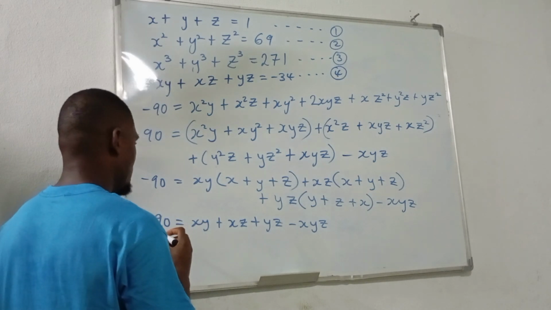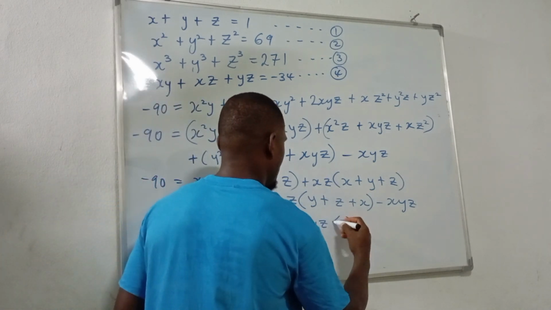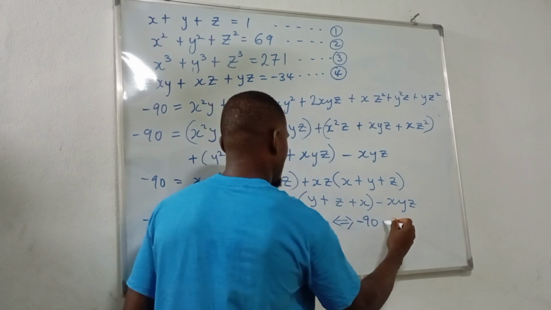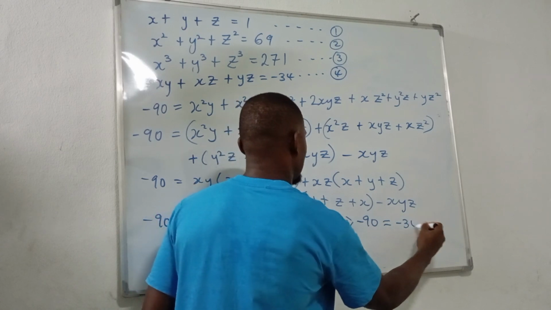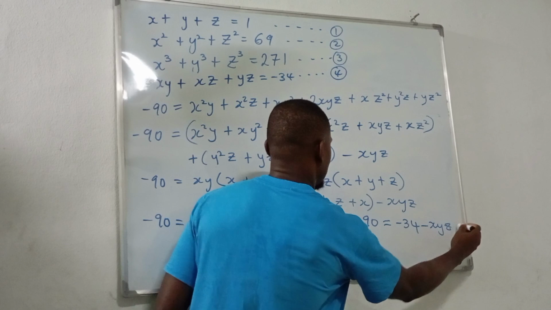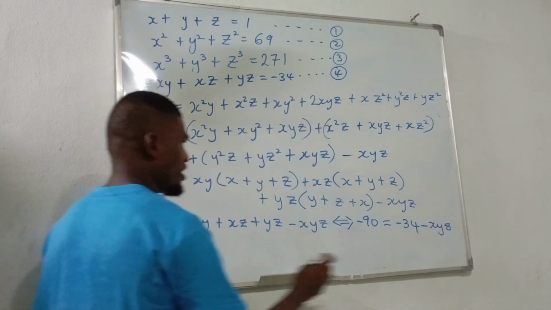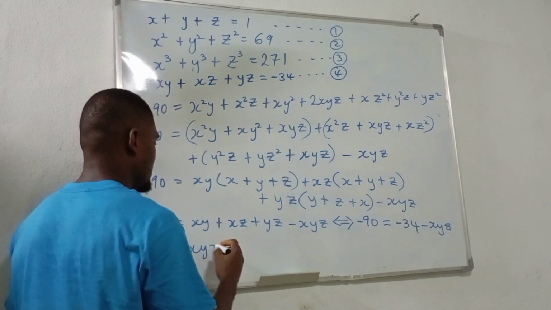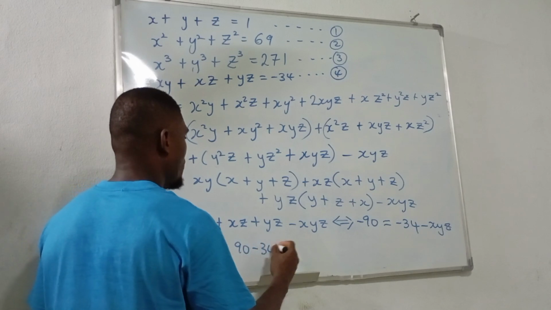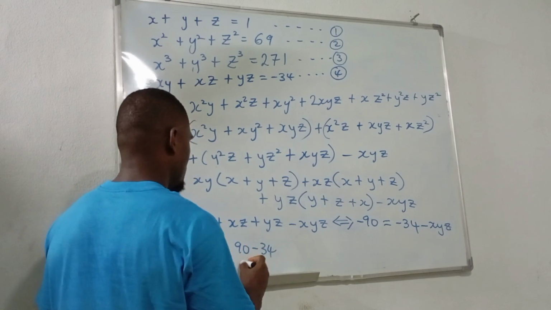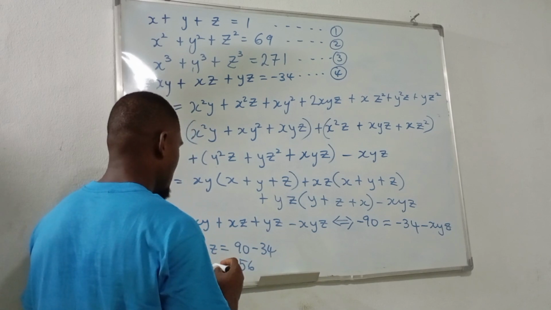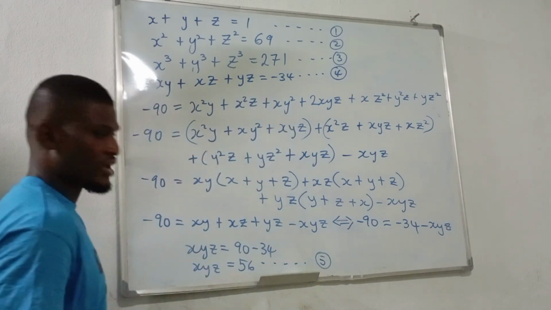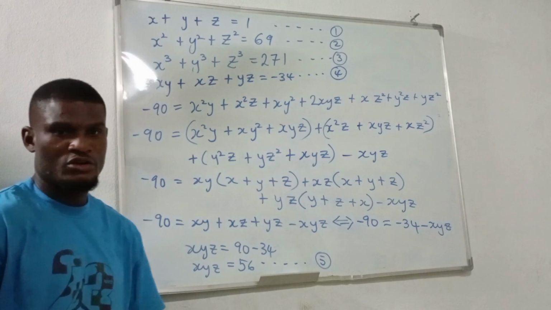So the equation now becomes, let me write it down here, negative 90 equals negative 34 minus xyz. All right, so here, if you move xyz to the left-hand side and negative 90 to the right-hand side, you now have that xyz equals 90 minus 34. And 90 minus 34 is equal to 56. So xyz equals 56. And this is our equation 5. So I'm going to clean this off so that we can continue.